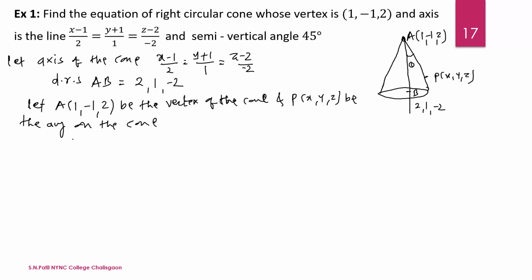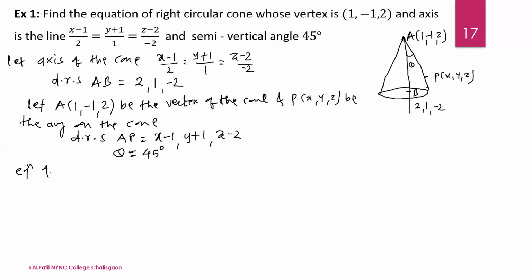Therefore the DRs of the AP line are x - 1, y + 1, and z - 2. Now theta is given. Theta is 45 degrees. For calculating a right circular cone, it requires three things. The first is the DRs of the axis, the second is the DRs of the generator, meaning the DRs of the line AP, and the third one is the angle. If we know these three things, then we can write the equation of the cone.